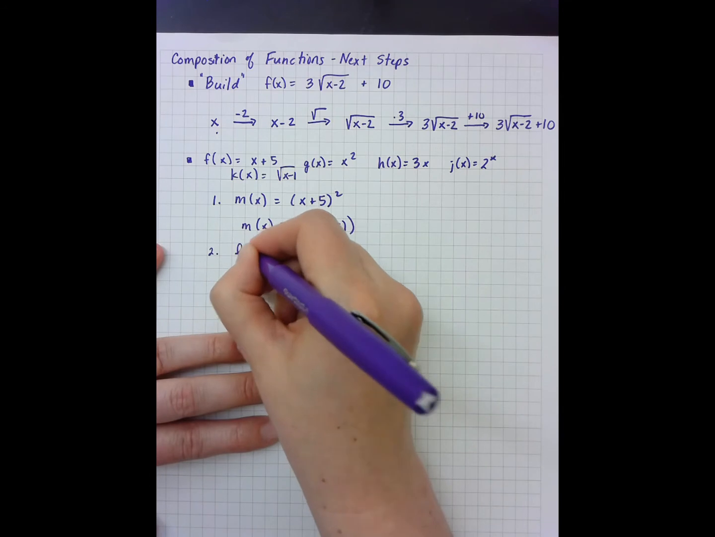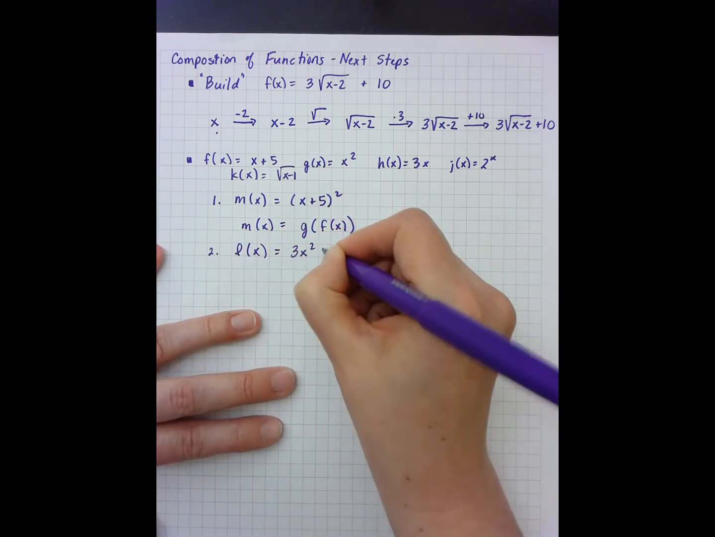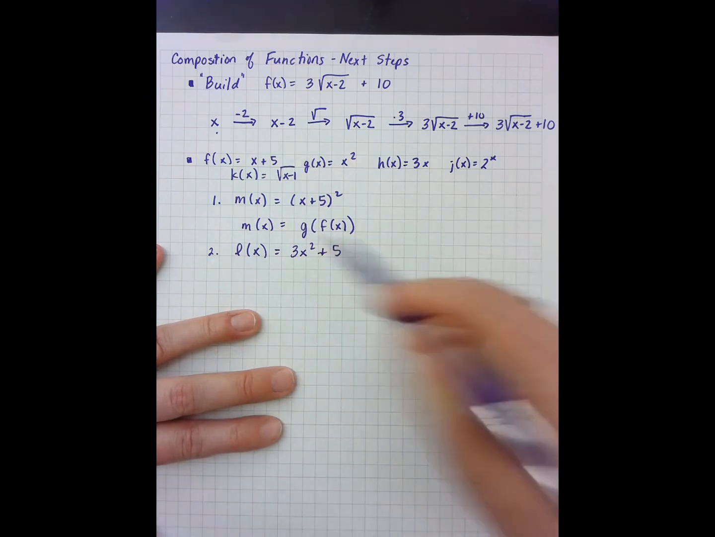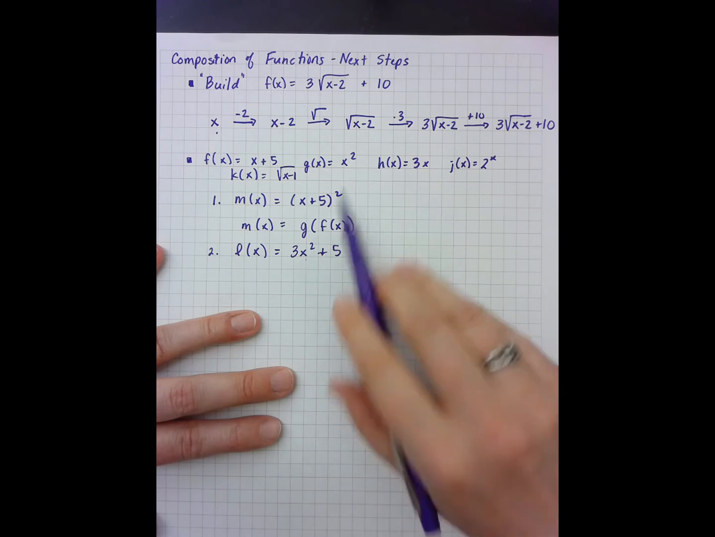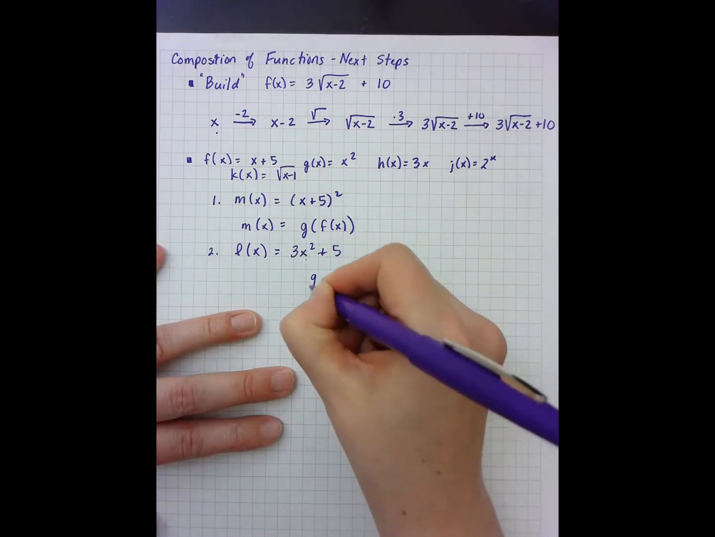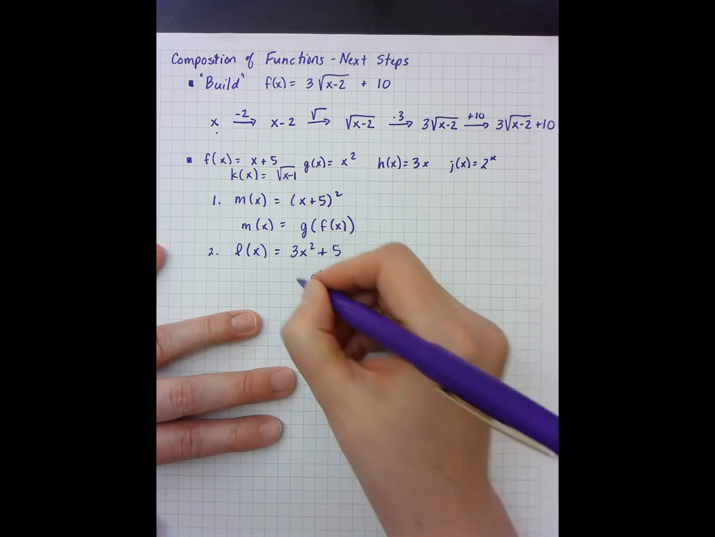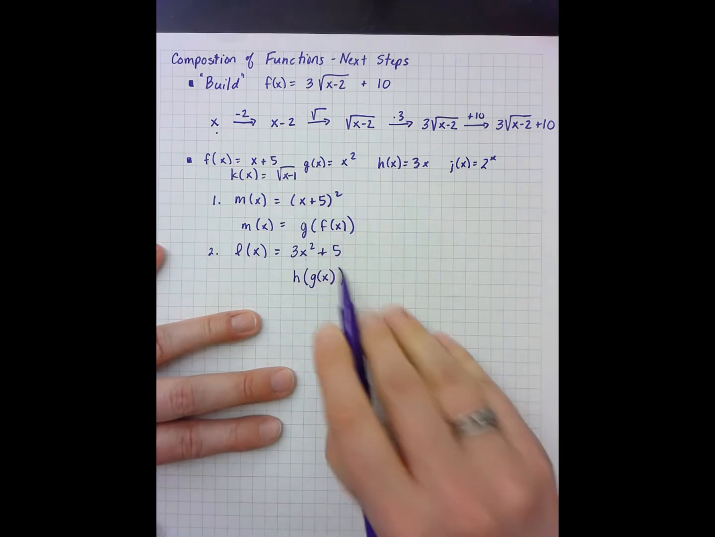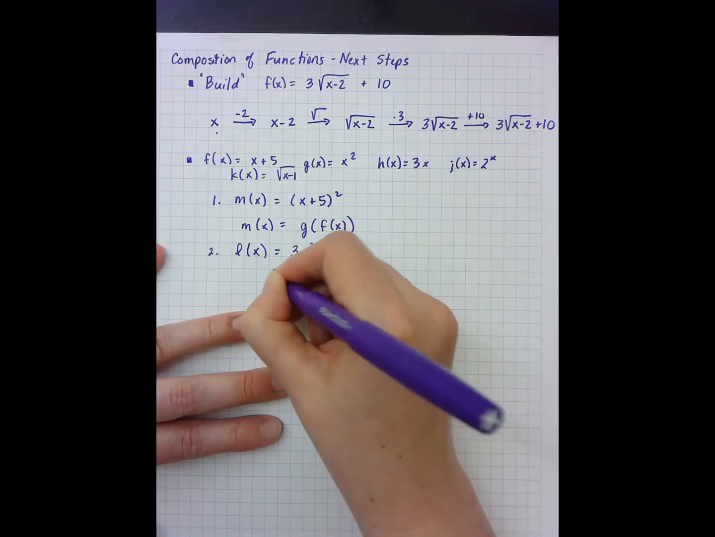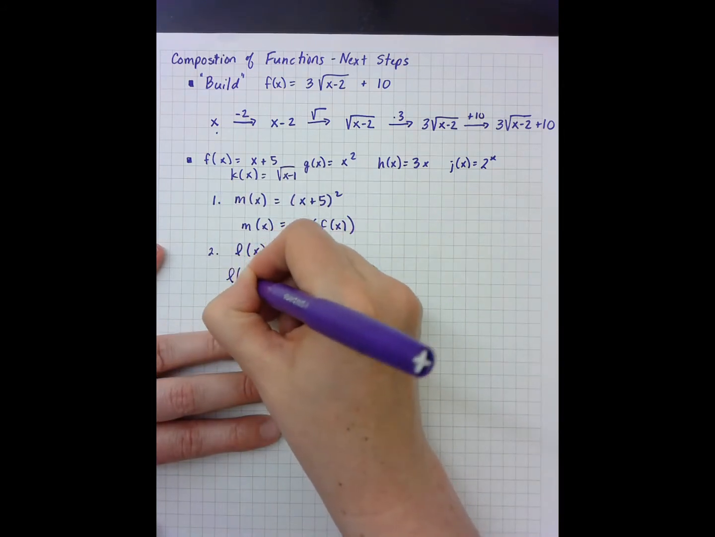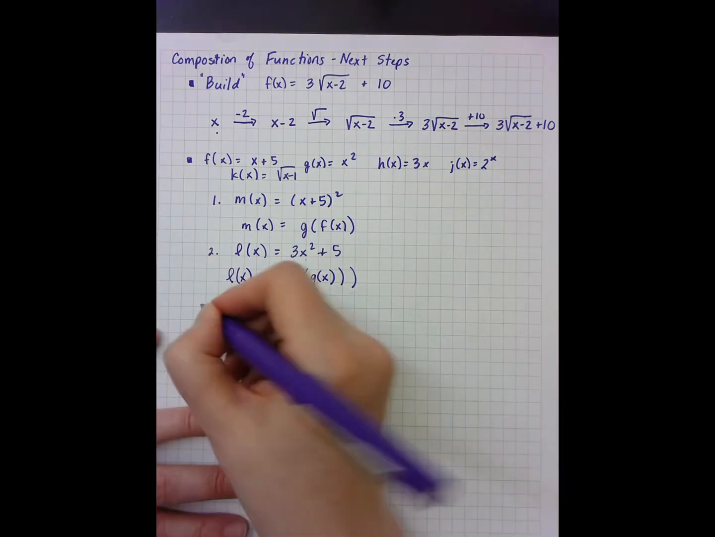Second example. Rewrite L of x, which is 3x squared plus 5, using our compositions up here. So we have an x squared, which is our g of x, so that's the first function we start with. We then multiply by 3, which is what we did with our h function. And then we add 5, which is what our f function does. So I could rewrite L of x as f of h of g of x.